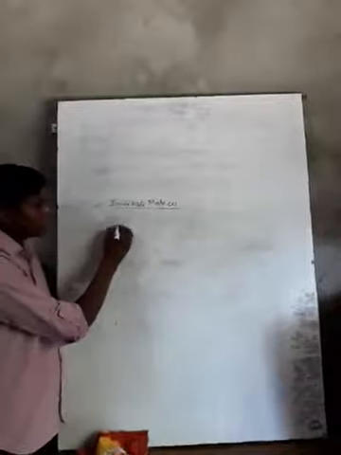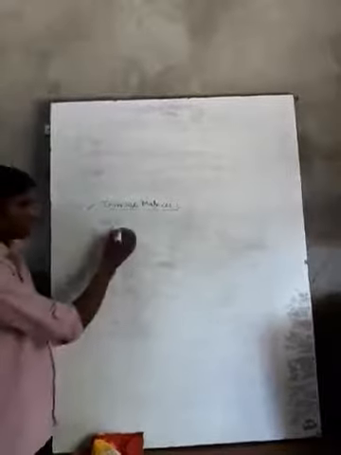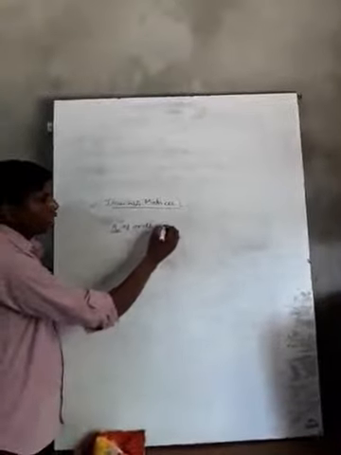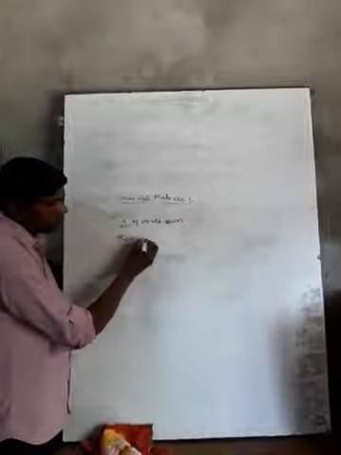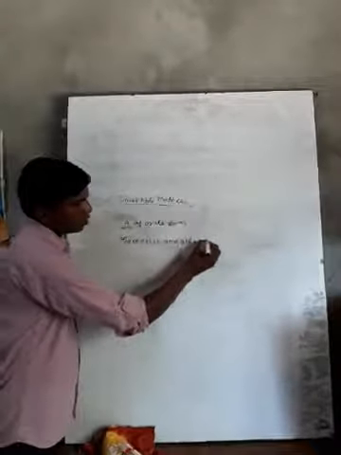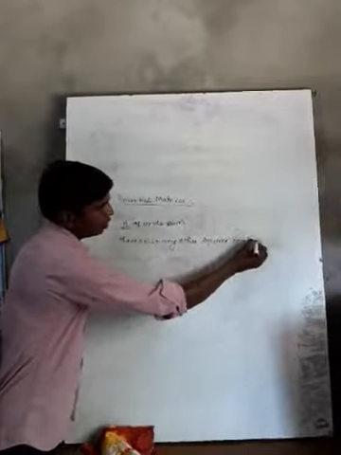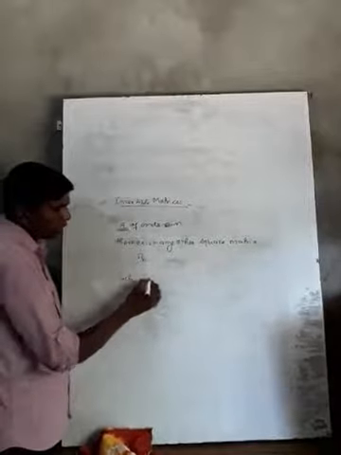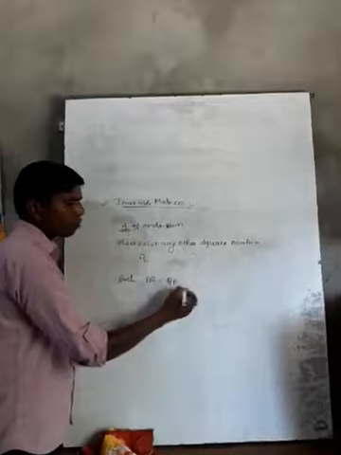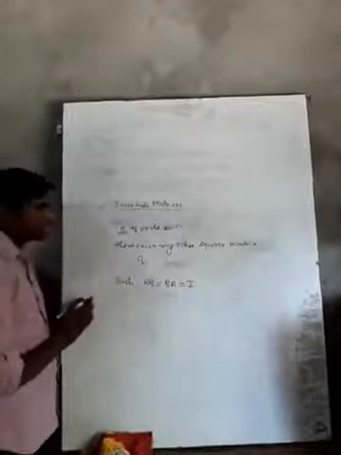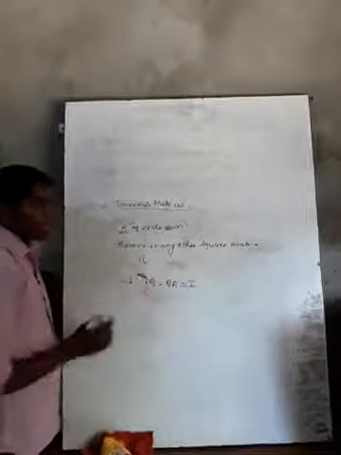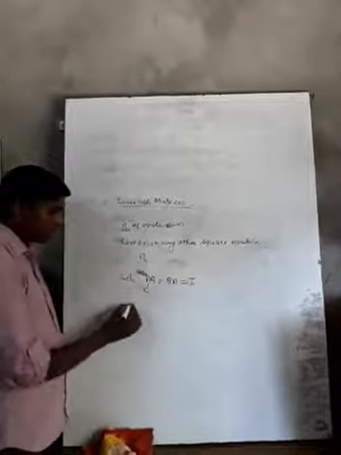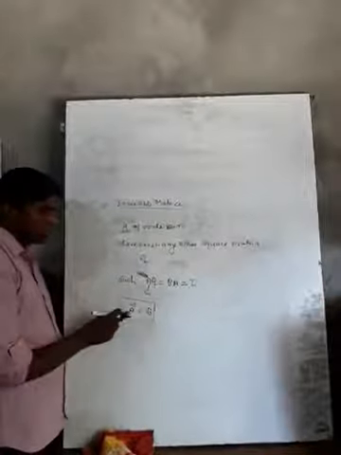If A is a square matrix of order m, and if there exists any other square matrix B such that A into B and B into A both are equal to the identity matrix I, then we can say that A is an invertible matrix and B is the inverse of A. So A inverse can be written as B, and B is the inverse of A.